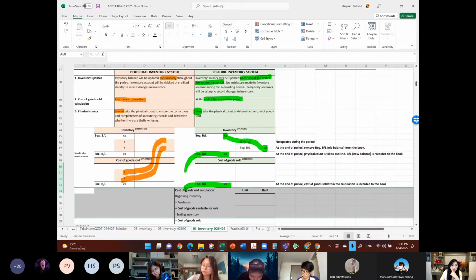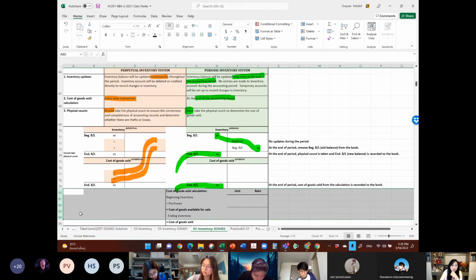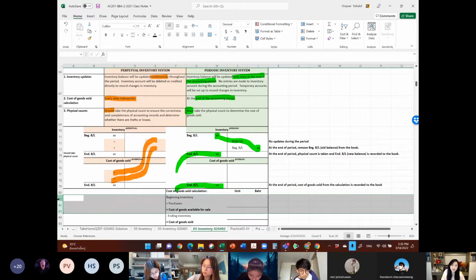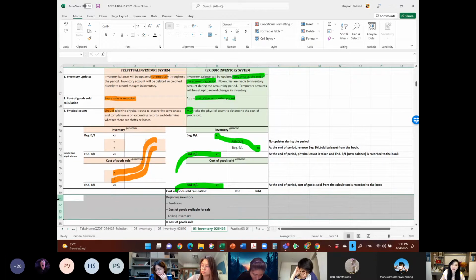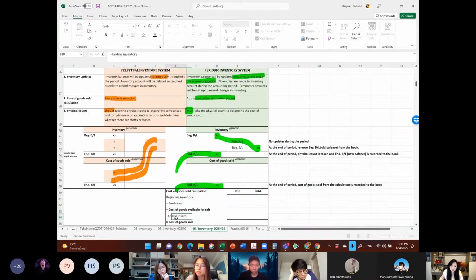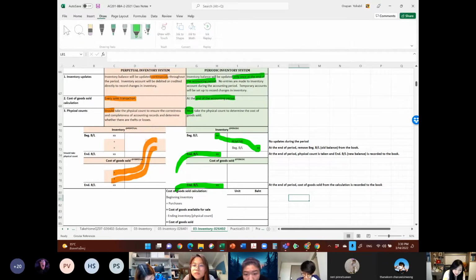The cost of goods sold will be from this calculation. You take the beginning balance, add the purchases, you're going to get the cost of the goods that are available for sale, and then take out the ending balance, and then here you have the cost of goods sold. So let me take a little bit of note here that the ending balance is from the physical count. That is why physical count is a must.